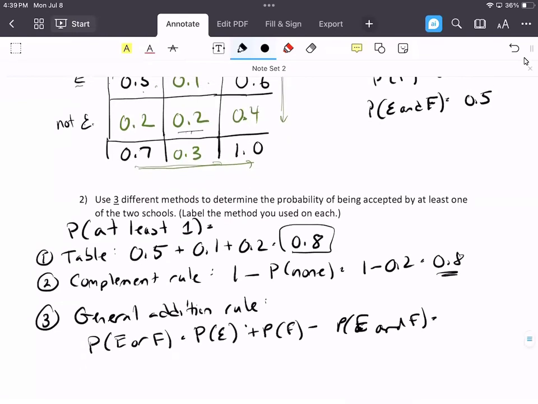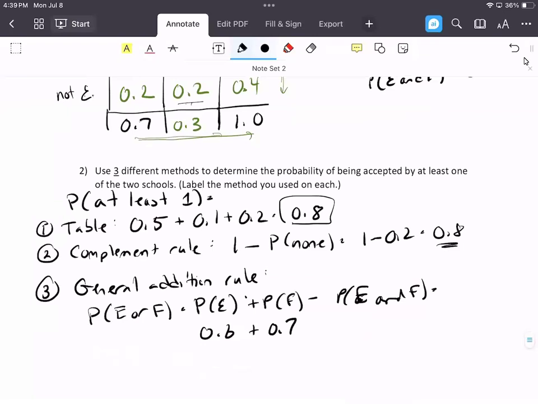Let's see, the probability that we get into E is 0.6, and the probability that we get into F is 0.7. Let's say you just stopped right there. What did these two total? Well, it totals 1.3. That's more than one, so you know you've got a problem. We need to do something else.